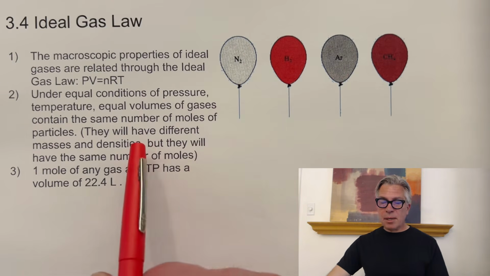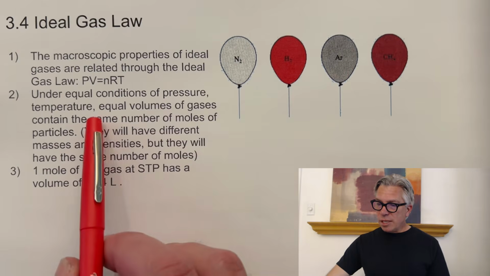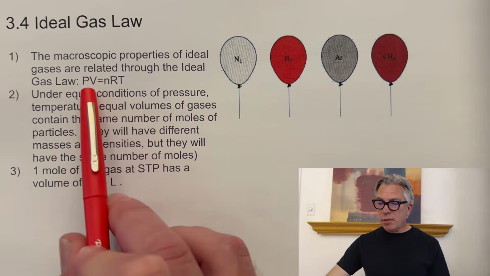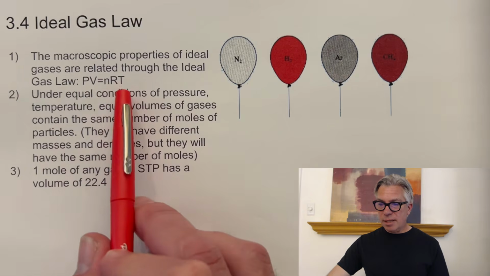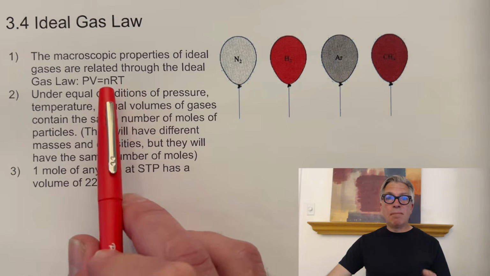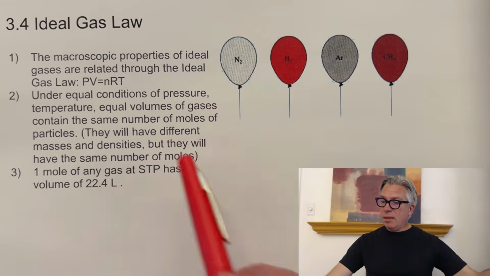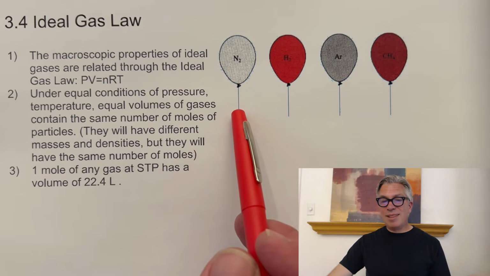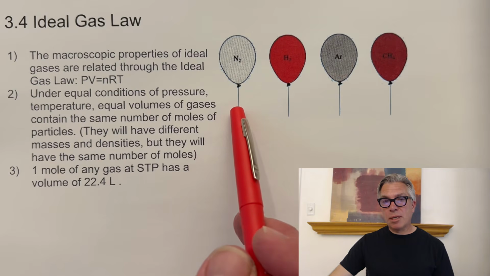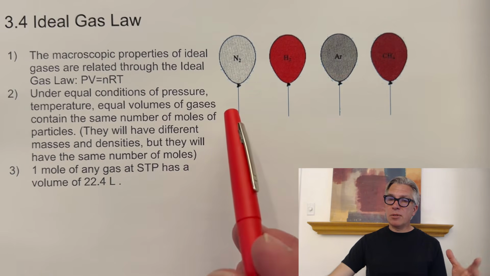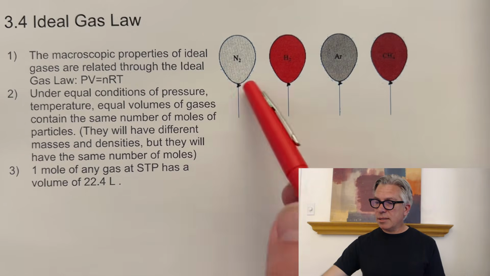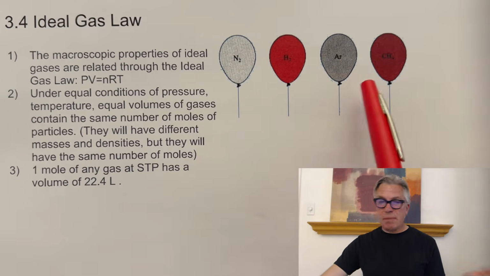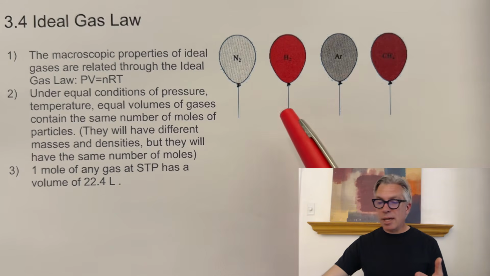Number one, under equal conditions of pressure and temperature, equal volume. So if we're keeping P, V, and T constant, and R is a constant, that means by extension that if you have equal volumes of gases under the same conditions of temperature and pressure, they contain the same number of moles. And that's a hard concept for some people to get because they look at samples of gas and they see a light gas and a heavy gas and a medium gas. Maybe there's a polar versus a non-polar gas.